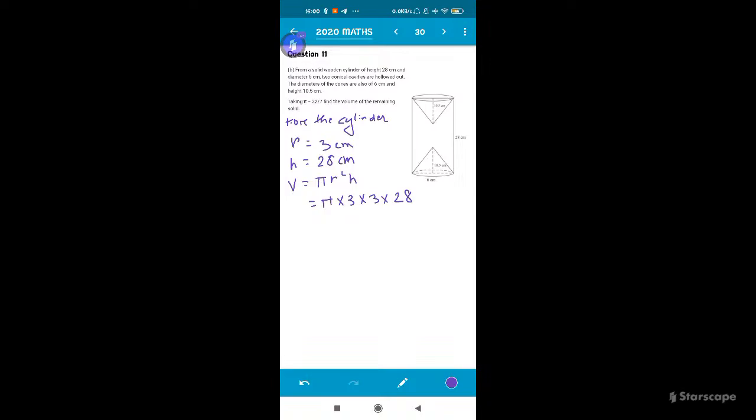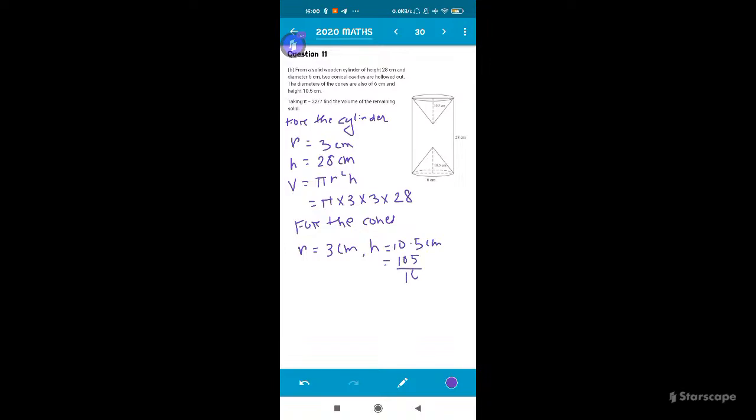Now in order to find out the volume of the structure left, we have to simply subtract the volumes of the two cones from the initial volume, that is the volume of the cylinder. So now we have found out the volume of the cylinder. We are going to proceed and find out the volume of the two cones. So for the cones, their radius is the same, 3 cm. Their height is 10.5 cm. We can write it as 105 divided by 10.